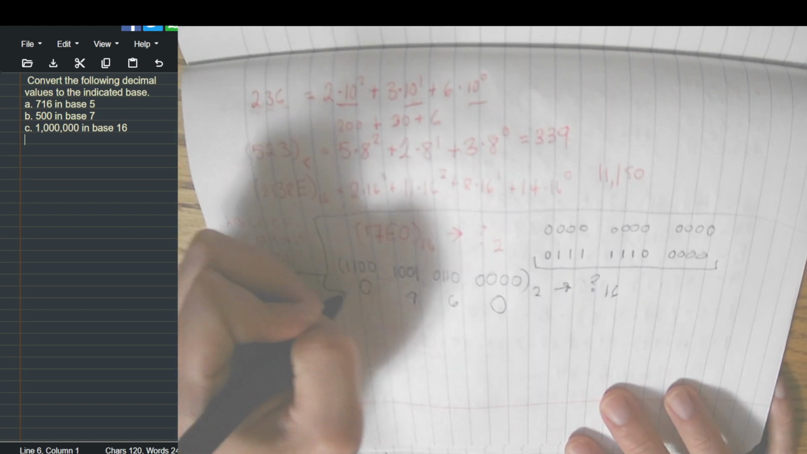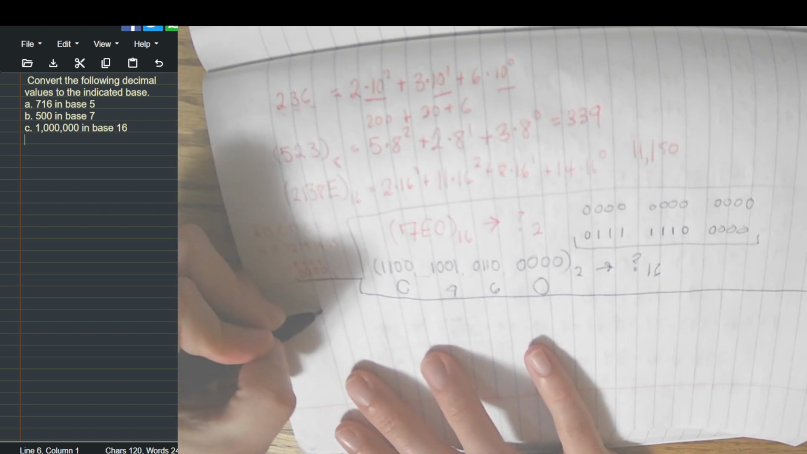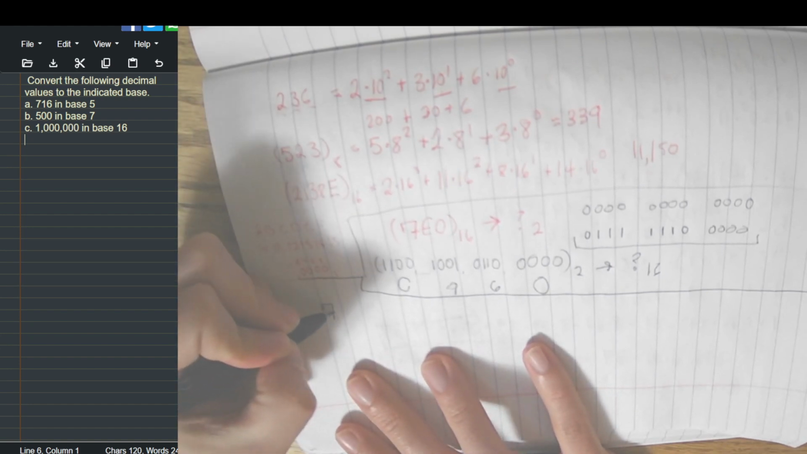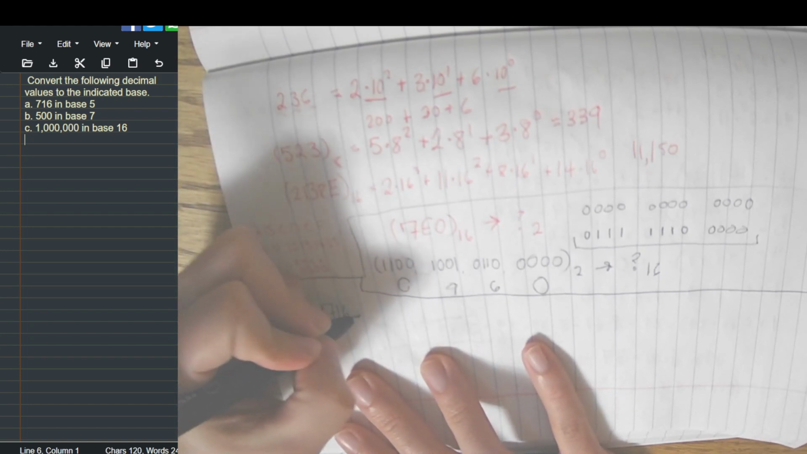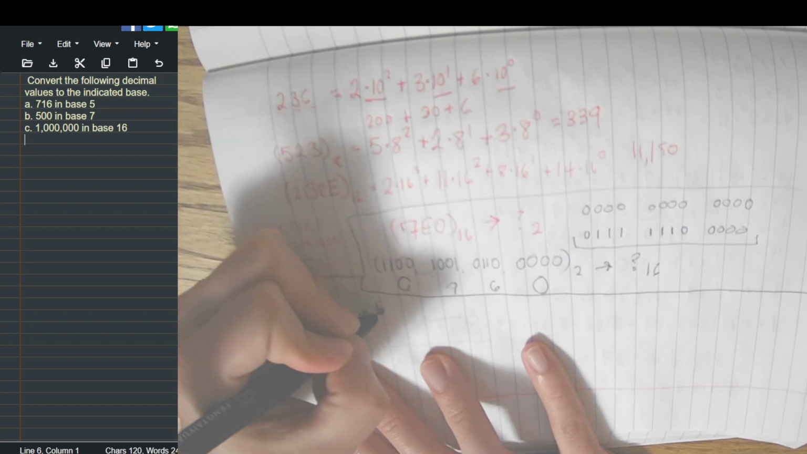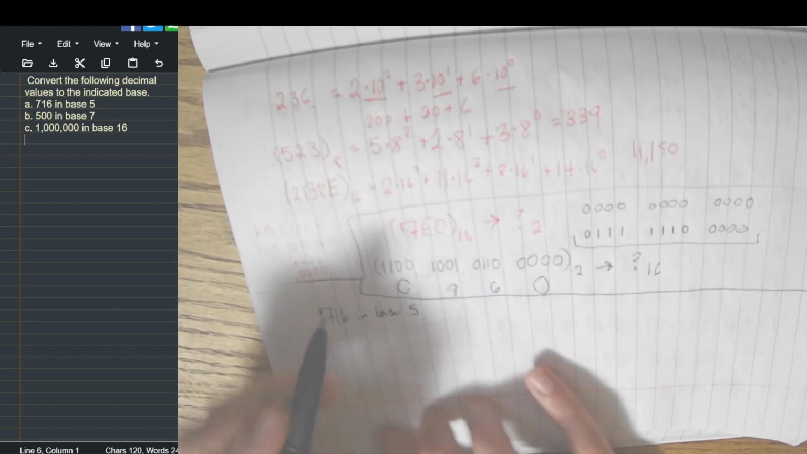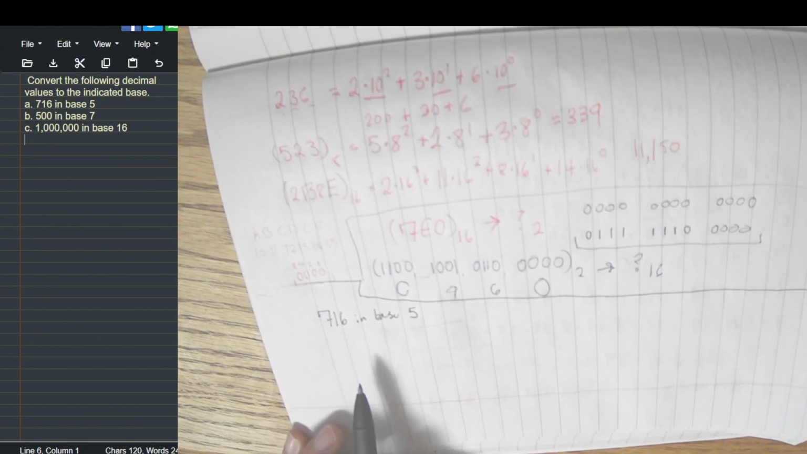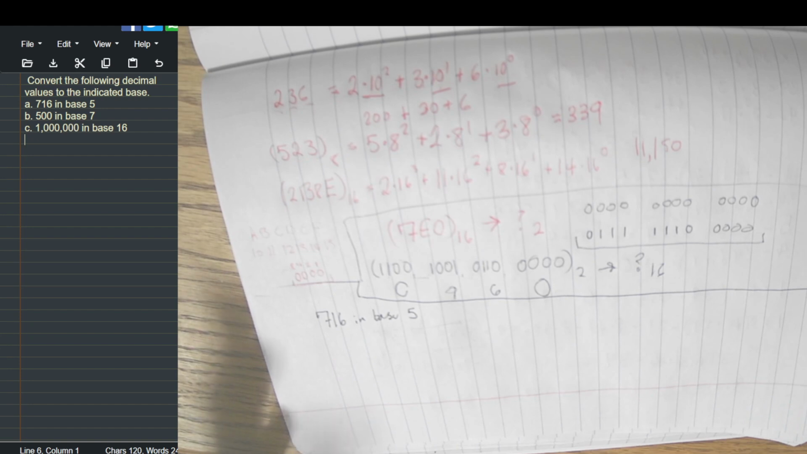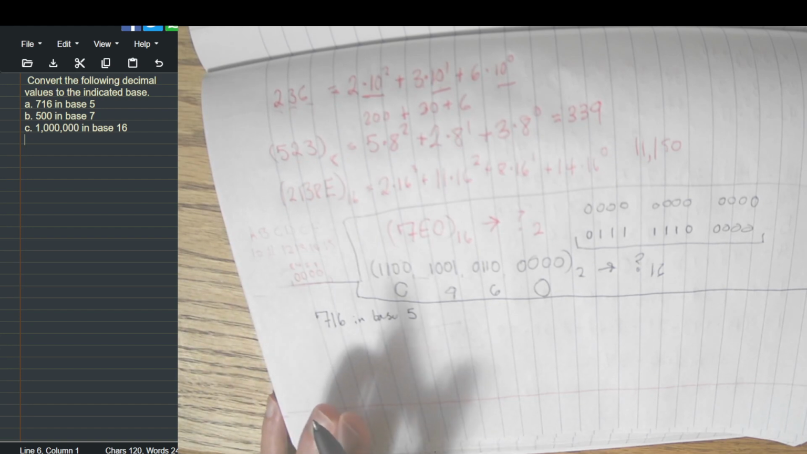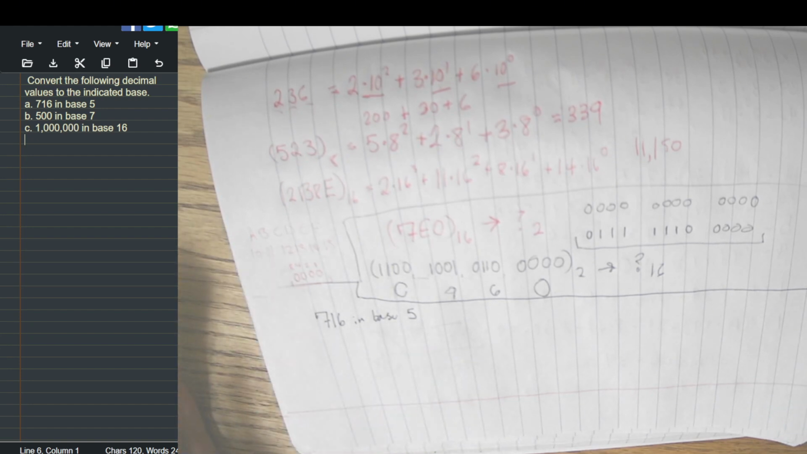So, let's do some conversion here. If I have 716 in base 5, how can I begin to do this? What you might be noticing is that modulus arithmetic and number bases are very similar to each other, right?